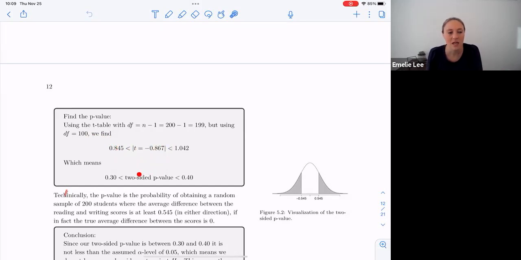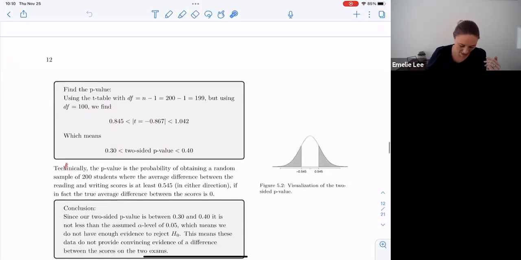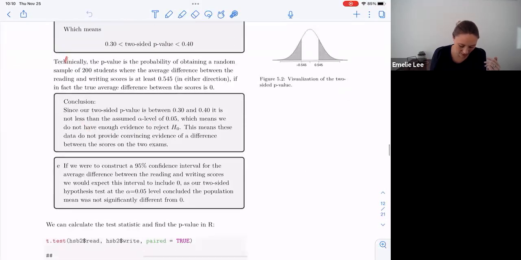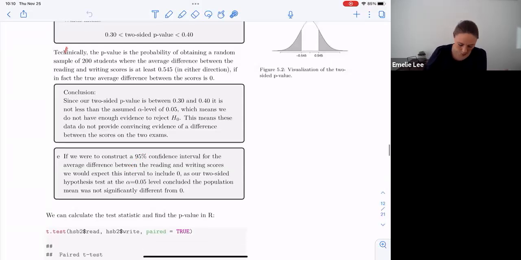all makes sense. And then why do we want a two-sided p-value? Well, because I want to know if it's different from 0, right? So my p-value is somewhere between 0.3 and 0.4. That's large, right? And so we can draw our conclusion. And then I've got the answer to that confidence interval. We do expect it to contain 0 because our t-test was so small, right?